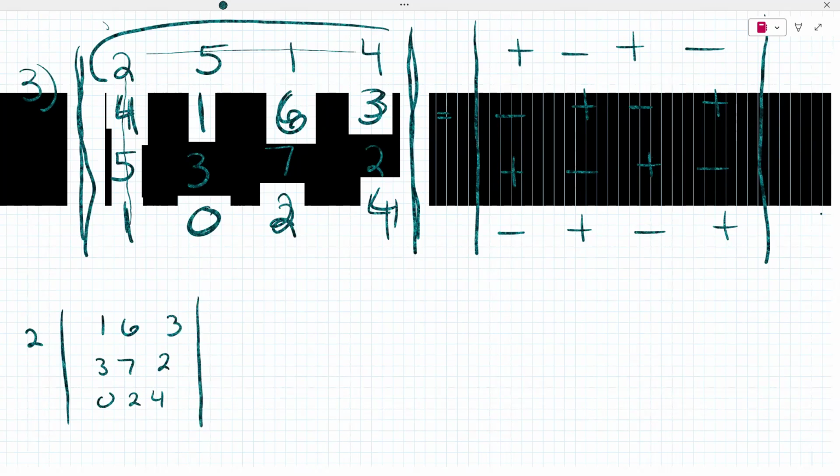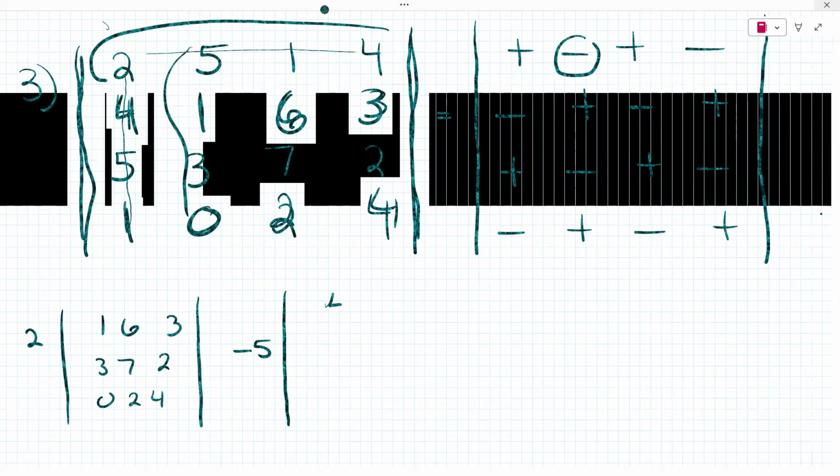Now do the same thing with 5. And we said that this sign is going to be negative, so it's going to be -5. And like I did before, ignore the row and the column that has this 5. So when you do that, you're left with 4, 6, 3, 5, 7, 2, 1, 2, 4. Keep on going.